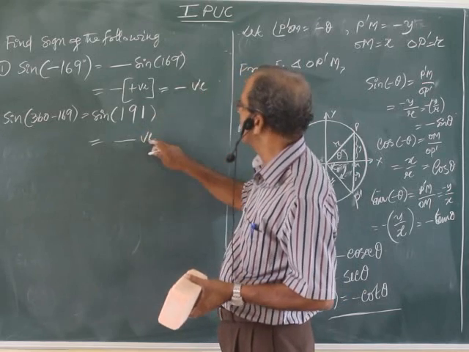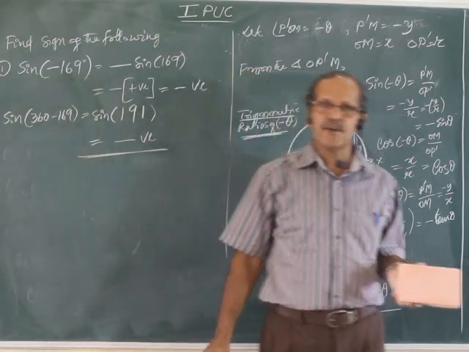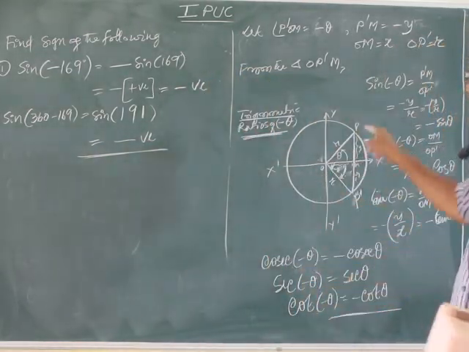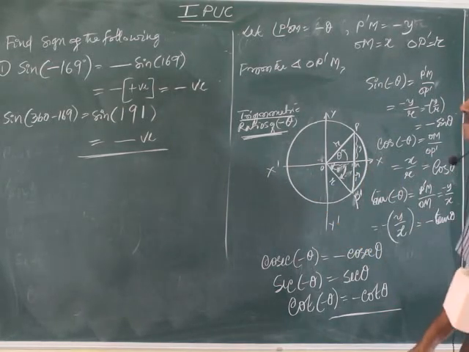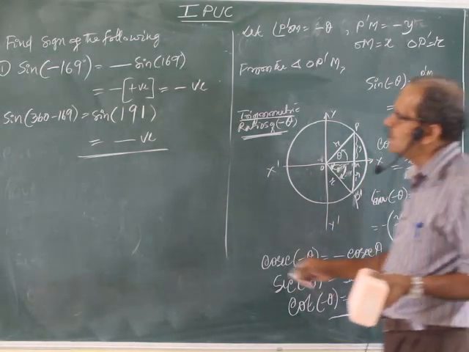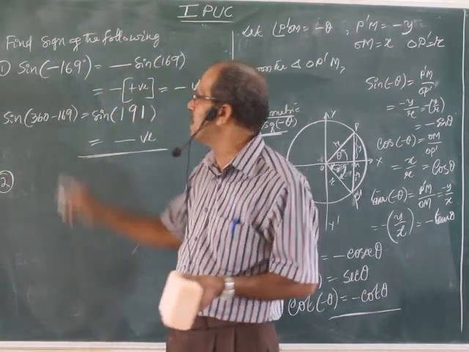Third quadrant, sine is negative. So totally you are getting the same answer. Whichever method it may be, the answer will be the same. That is why I did this also. If you find this method easier, you can use that.